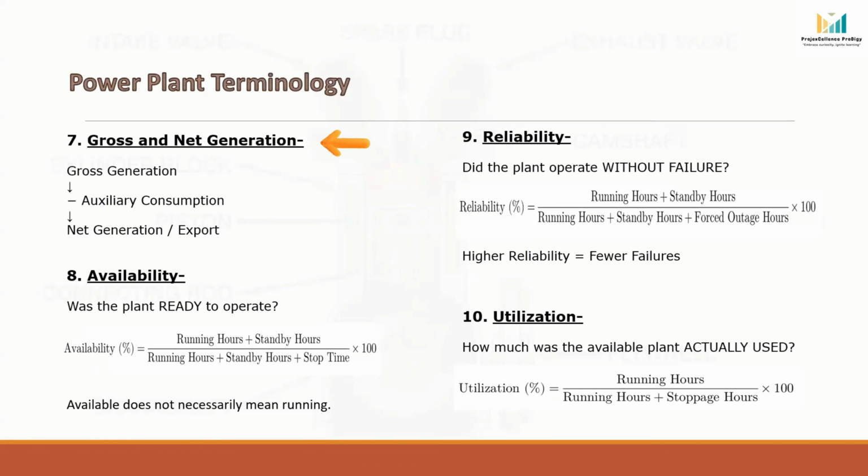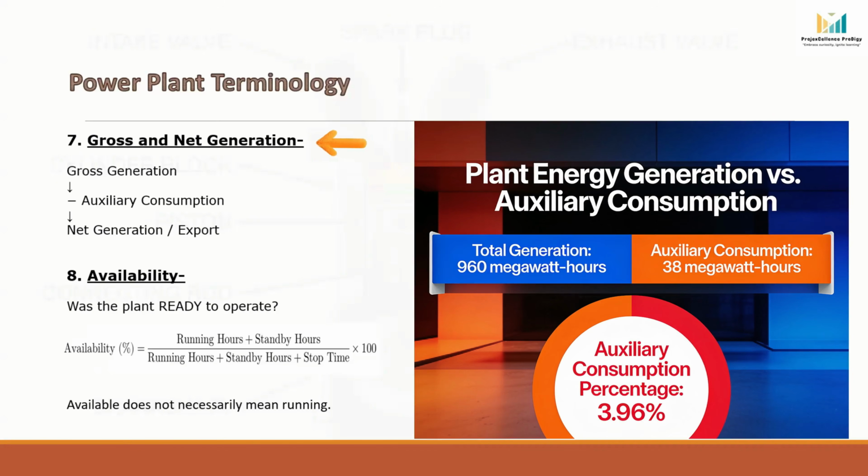Then comes auxiliary consumption. A power plant also uses some of its own electricity. And this electricity is used by auxiliary equipment like cooling water pumps, fuel transfer pumps, pre-lube oil pumps, air compressors, cooling fans, fuel treatment equipment, ventilation, lighting, and control systems. This internal electricity use is called auxiliary consumption. Suppose the plant generates 960 megawatt hours and the auxiliary consumption is 38 megawatt hours. So if you calculate it in percentage, then auxiliary consumption comes around 3.96%.